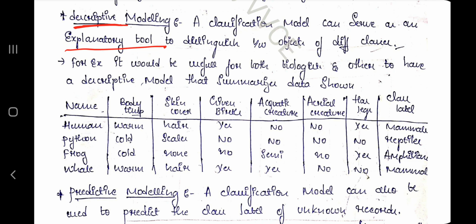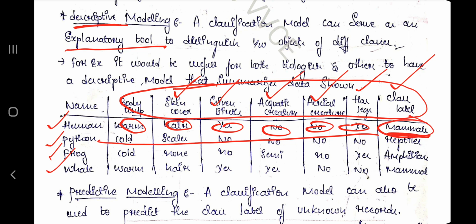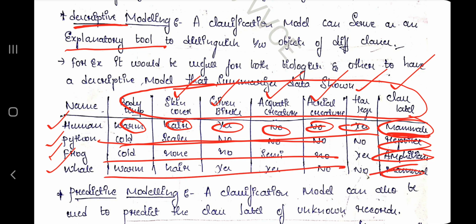So here, for example, the names given are human, python, frog and whale, and the different parameters are given like body color, skin color, gives birth, aquatic creature, aerial creature, has legs and class label. Based on that, the values are also given, what are the corresponding values for each of these terms and what is the class label for that. If these values are present, that is mammal. If these values are present, it is reptile. If these values are present, it is amphibian, and here again it's mammal. By using the descriptive analysis, you will be writing the answers here, that is known as descriptive modeling.